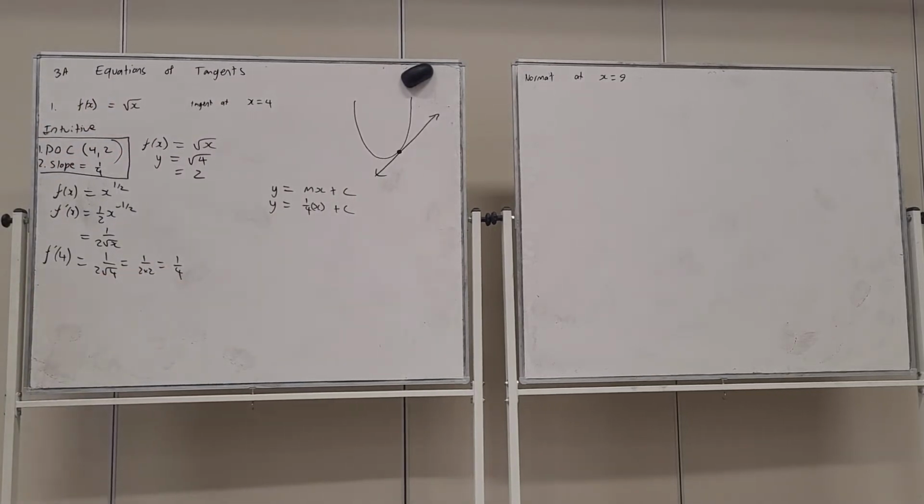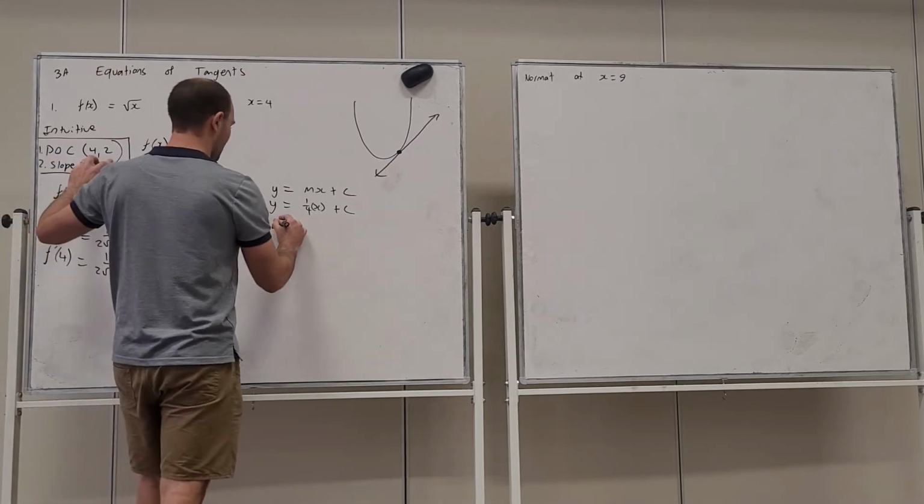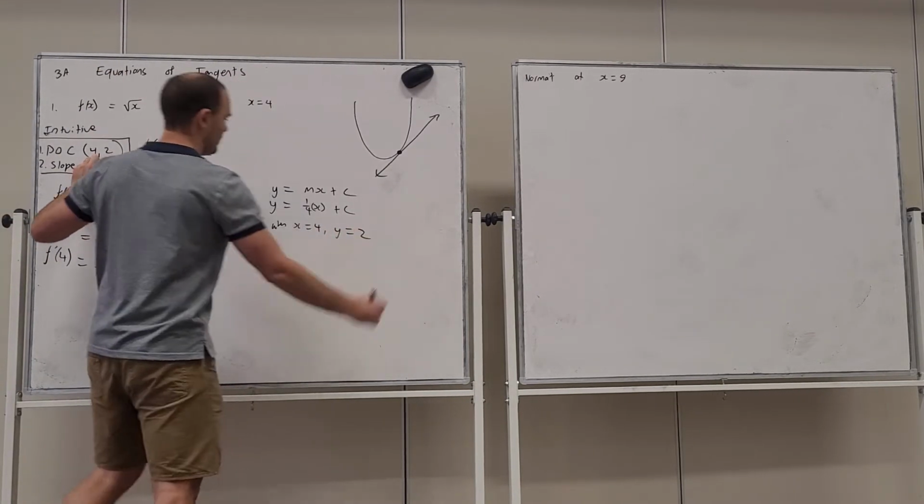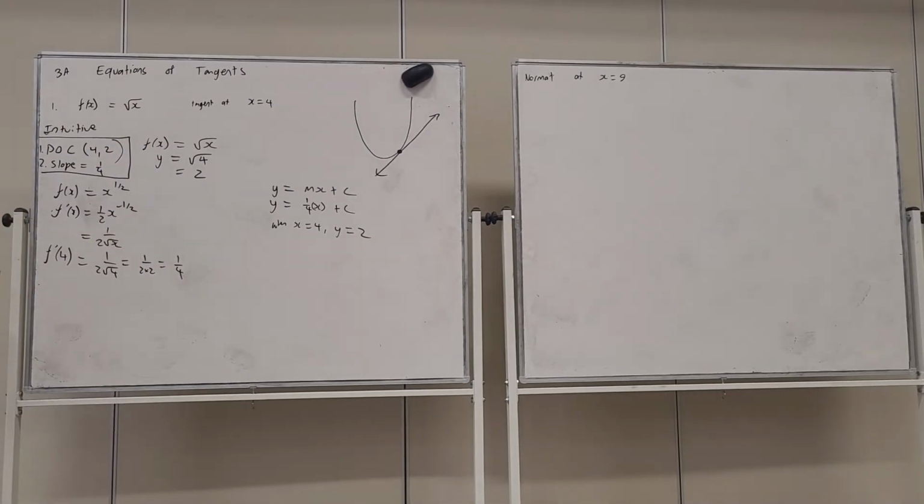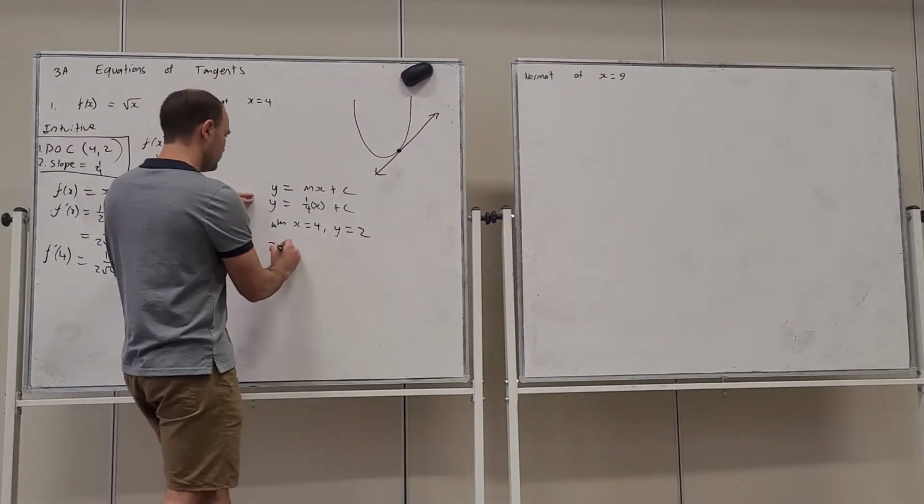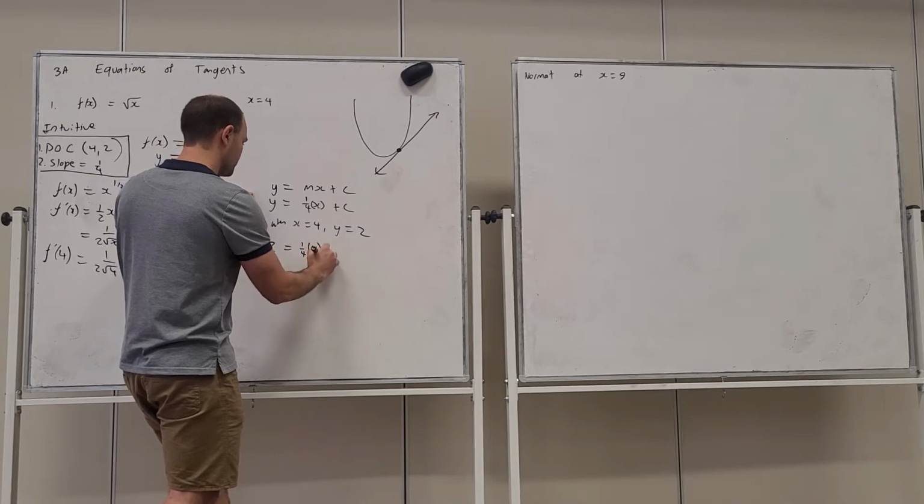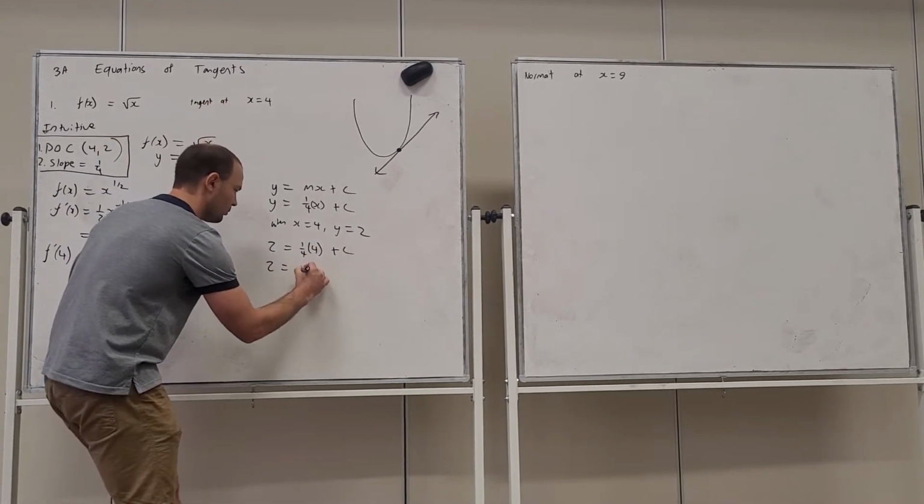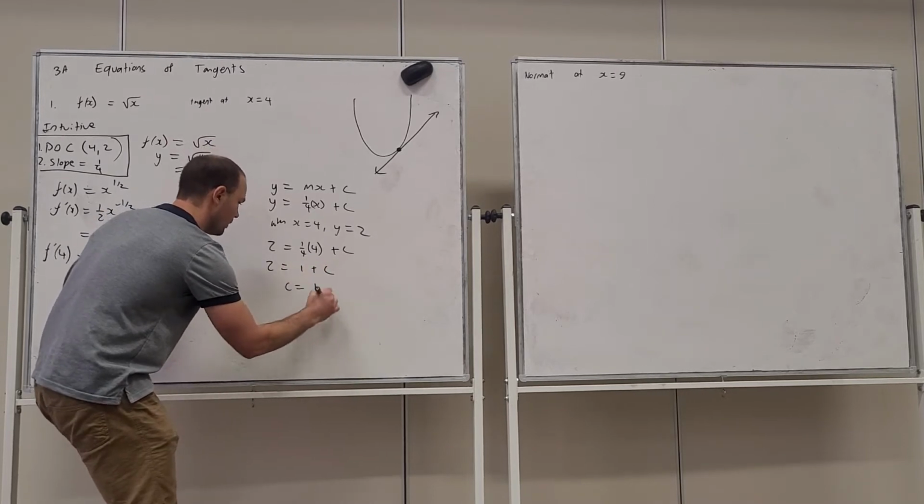Alright? And then we've got the point of contact. We've got when x is 4, y is 2. And we're going to input that into this line that we have here. 2 equals a quarter times 4 plus c. So we've got 2 equals 1 plus c. c is 1.